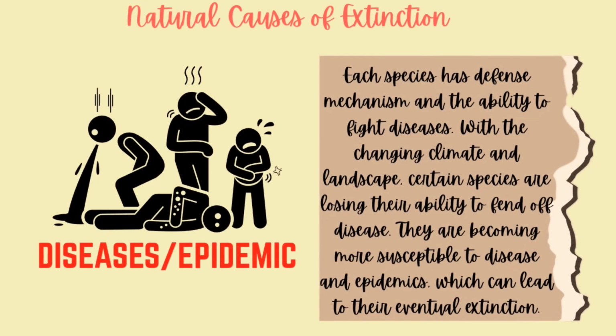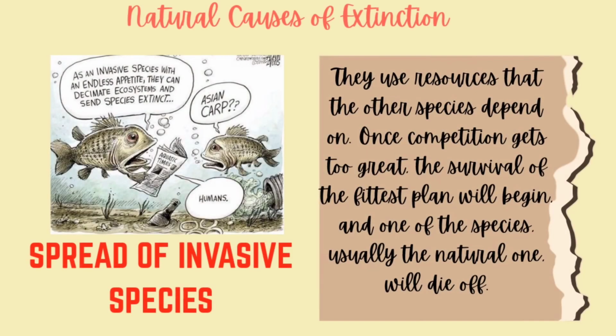Next, disease or epidemic. Each species has a defense mechanism and the ability to fight diseases. With a changing climate and landscapes, certain species are losing their ability to fend off disease. They are becoming more susceptible to disease and epidemics, which can lead to their eventual extinction. Next, spread of invasive species. Invasive species invade foreign territory. They use resources that the other species depend on. Once competition gets too great, the survival of the fittest will begin, and one of the species, usually the natural one, will die off.